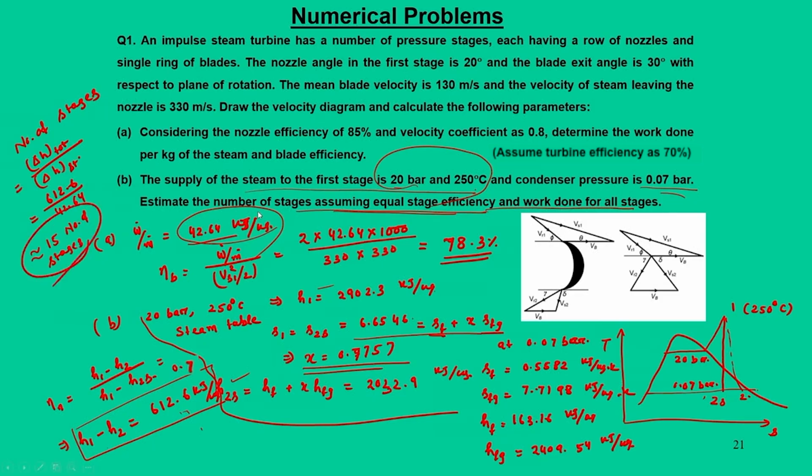Hence, we require 15 stages to drop about 612.6 kilojoule per kg enthalpy of the steam by equally dividing it with work output as 42.64 kilojoule per kg. So, ultimately in the end we can quantify the number of stages as 15. That means 15 stages are being used, and it is nothing but a pressure compounded impulse turbine. So, with these discussions, thank you for your attention.